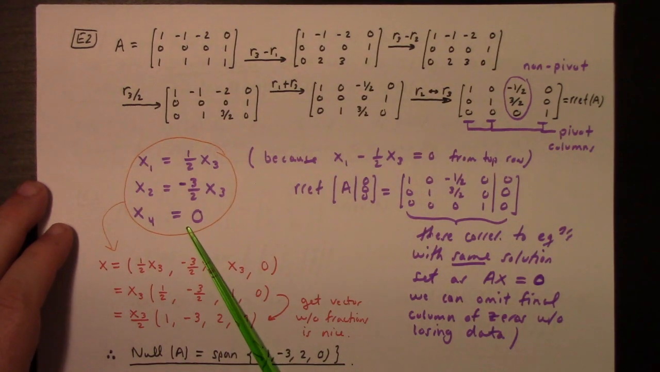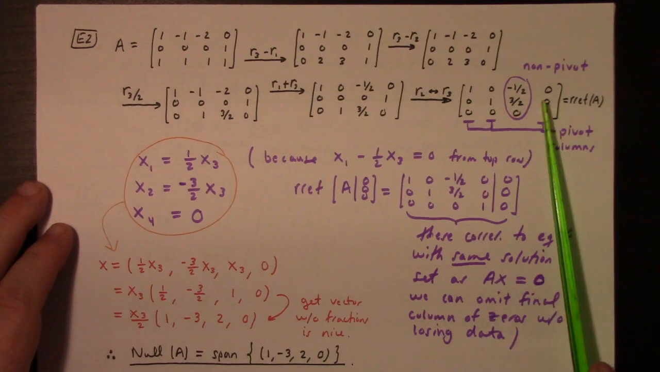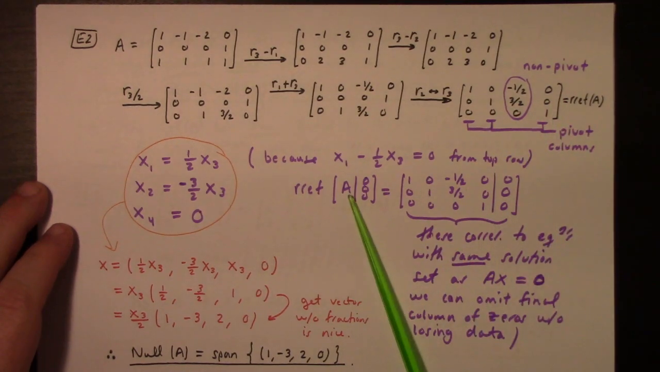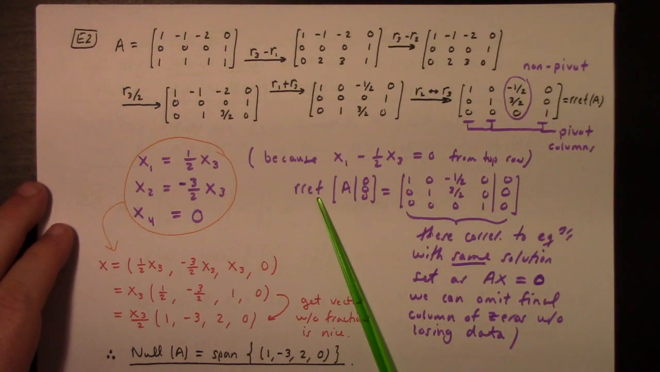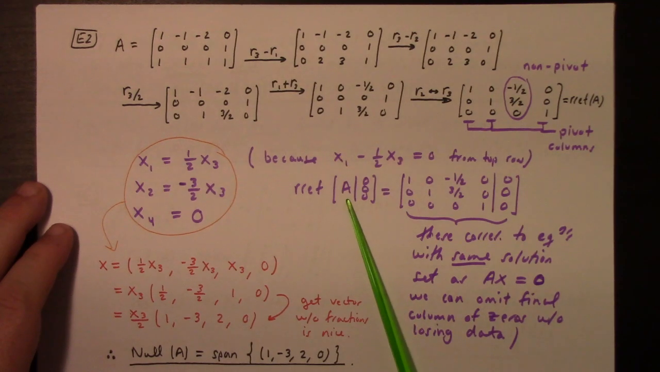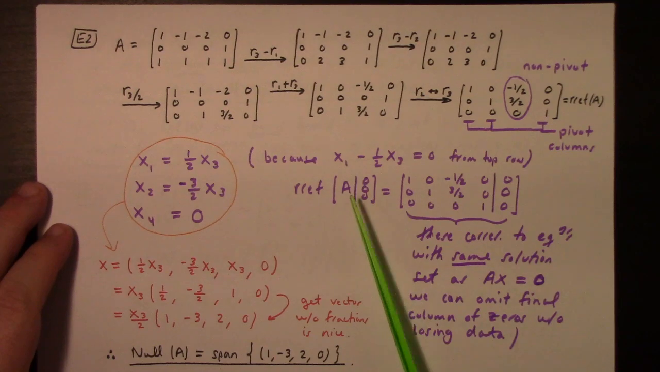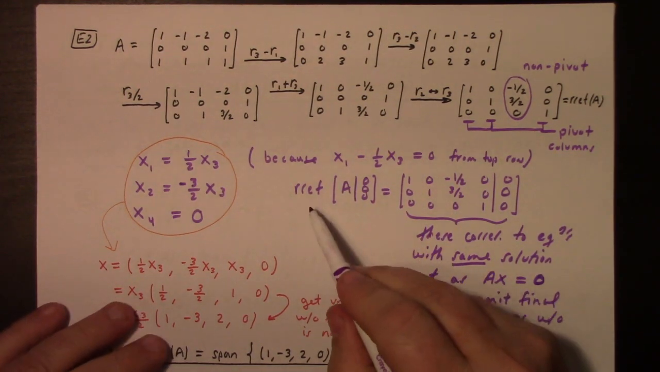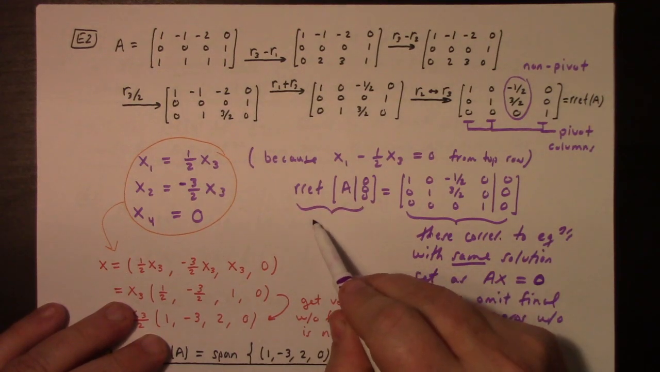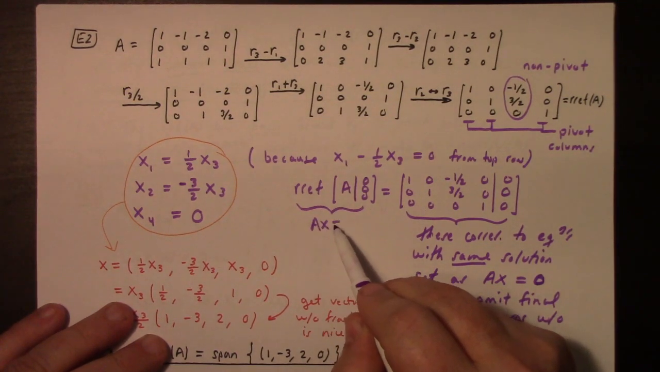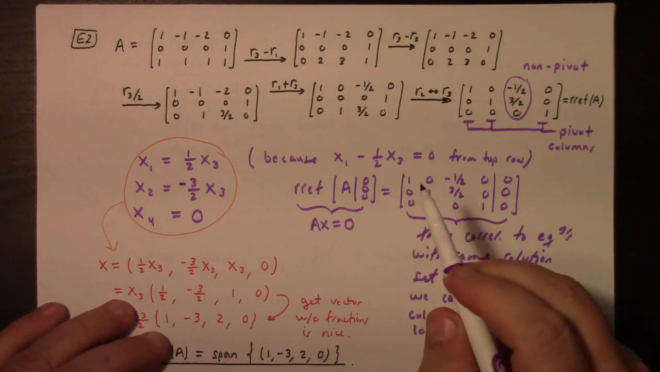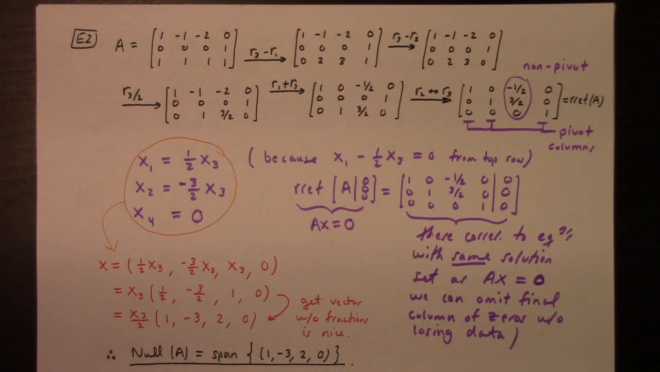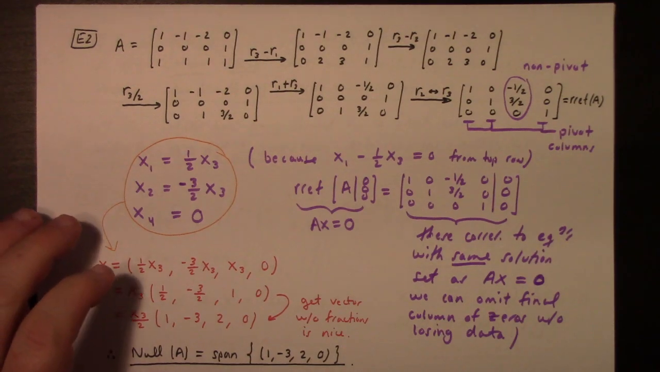Now why am I saying that? What you actually do more naturally is you think about the augmented coefficient matrix of A with 0 if you're trying to solve AX equals 0. Right? So this is what we look at. You want to understand this. This is going to inform us what the solution to AX equals 0 is. All right? That's the augmented coefficient matrix.